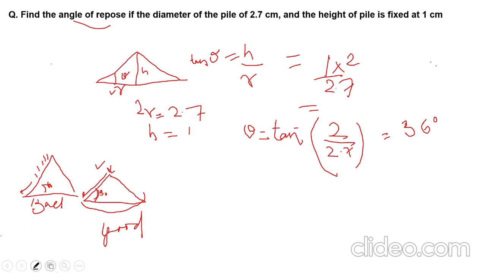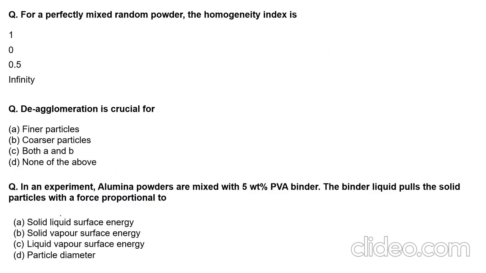So, yeah, ma'am, based on the angle of repose, you can calculate the flowability. Okay, so then moving on, now we have questions related to some MCQs. The first question says, for a perfectly mixed random powder, what is the homogeneity index? Is it 1, 0, 0.5 or infinity?